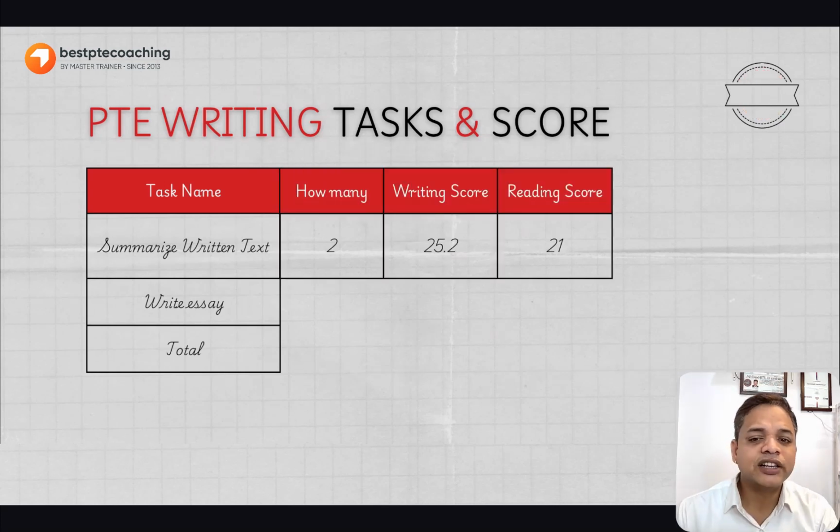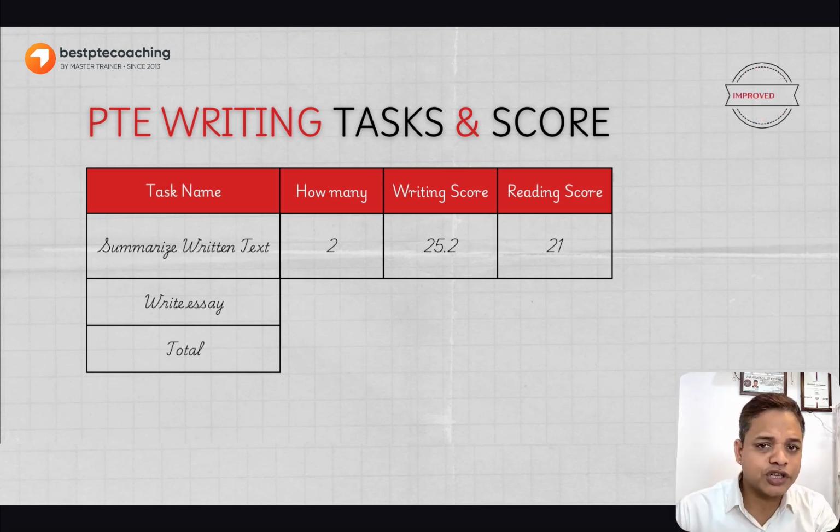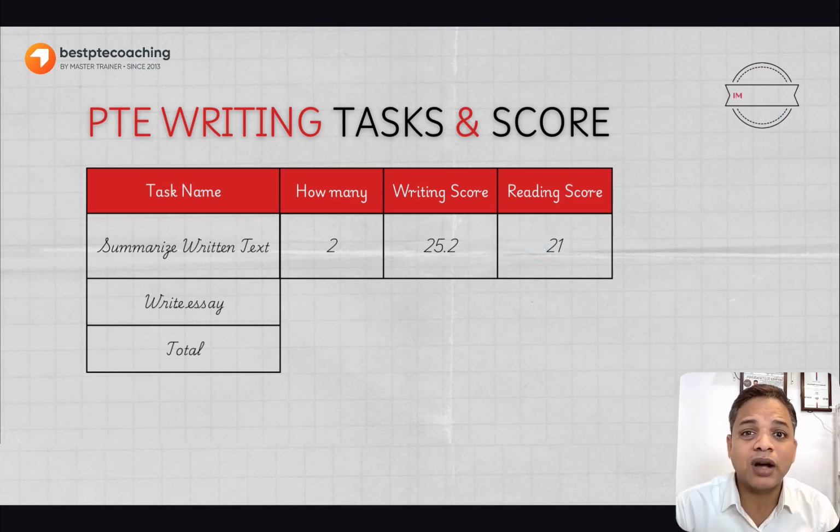Let's learn. Summarize written text. In the real examination, you get 2 questions. There is no third question. There's no one question. You will get only 2 questions, just 2. Question 1, question 2, something like that. So what is the weightage of these 2 questions? Look at this. It gives you a writing score of about 25.2 marks when you answer these 2 questions perfectly. What is perfectly? Meeting the demands of PT academic criteria. Now, it has a reading score also. How much? 21 marks it gives you in reading. So this task is essential for getting a good writing score and reading score.